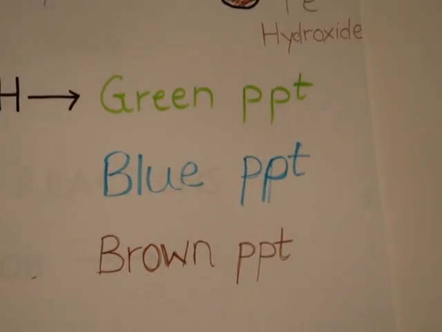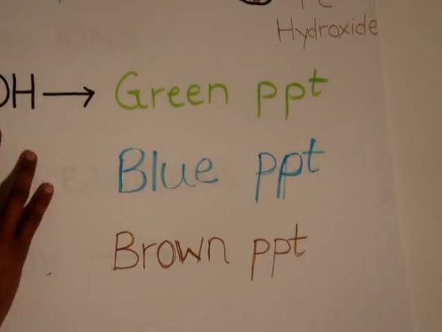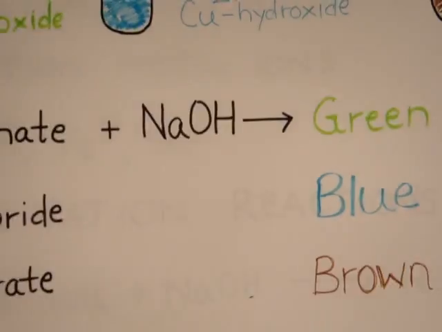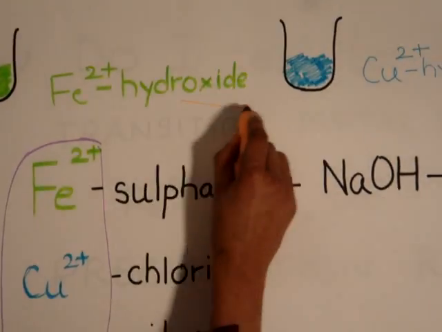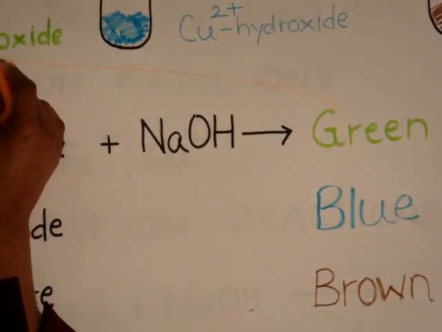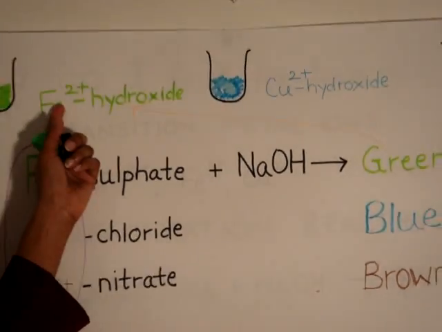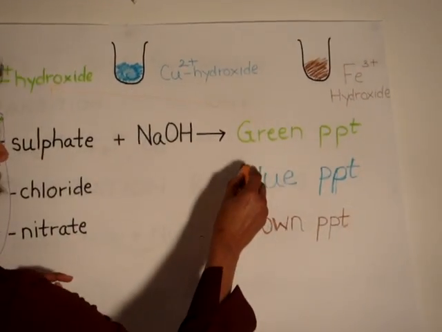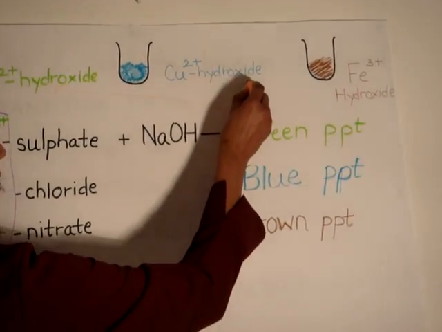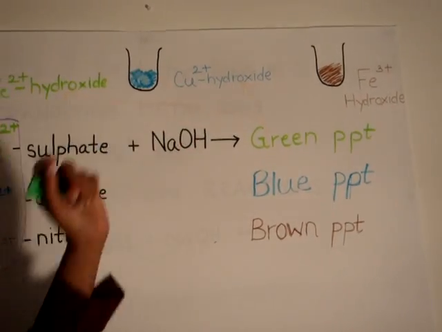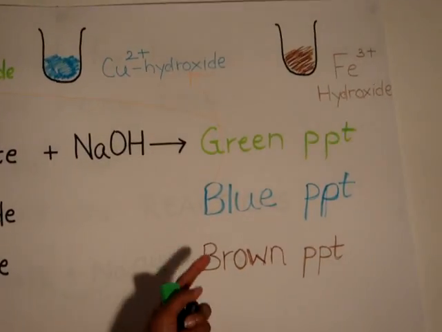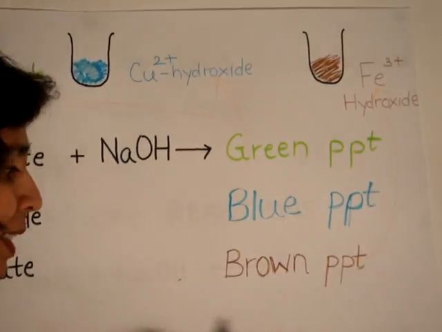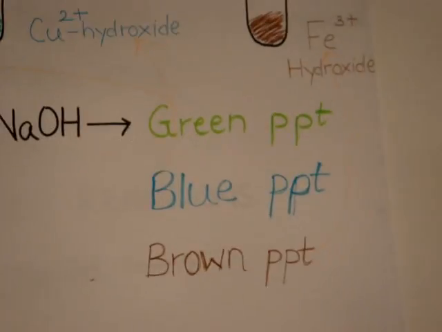Okay? If after addition of sodium hydroxide you get a green precipitate, that means the transition metal ion present is Fe2+. If you get a blue precipitate, that means the transition metal ion present is copper 2+. If you get a brown precipitate, that means the transition metal ion present is Fe3+.